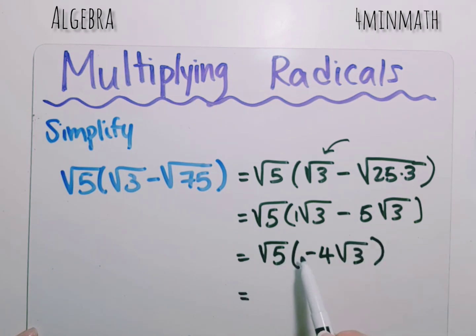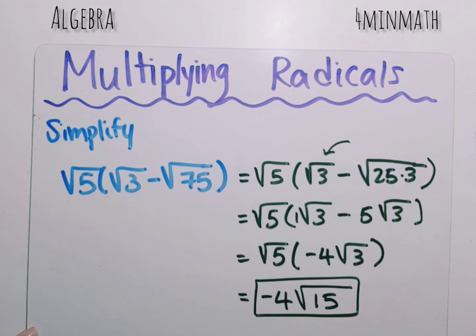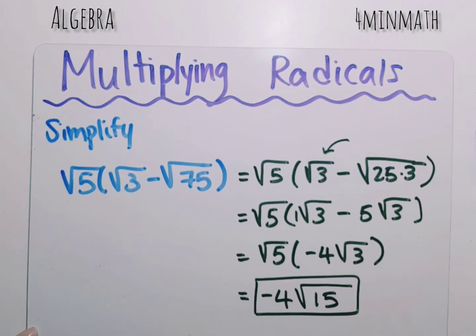And then we can multiply. This is multiplication. So -4, square root of 15. And that's it. Just another point here. When you multiply the radicals, the outside number gets multiplied with the outside number, which is 1 and -4, becomes -4. And then the radicals multiply with each other.